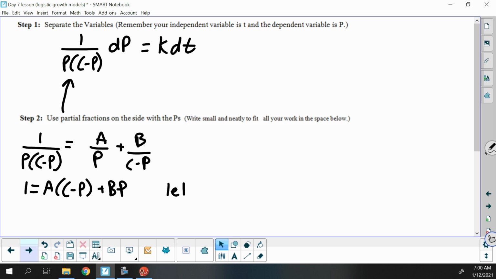One strategic thing to let P equal would be 0. When we do that, the second term wipes out, and we get 1 equals AC, or in other words, A is equal to 1 over C.